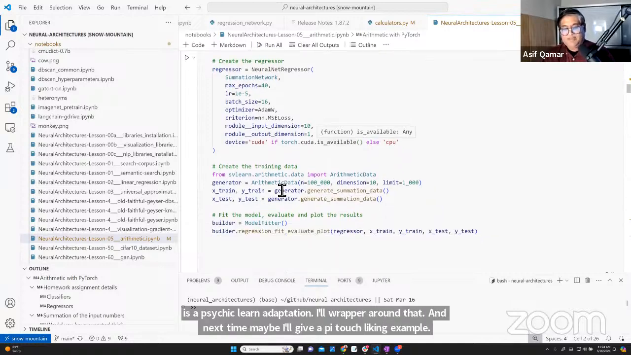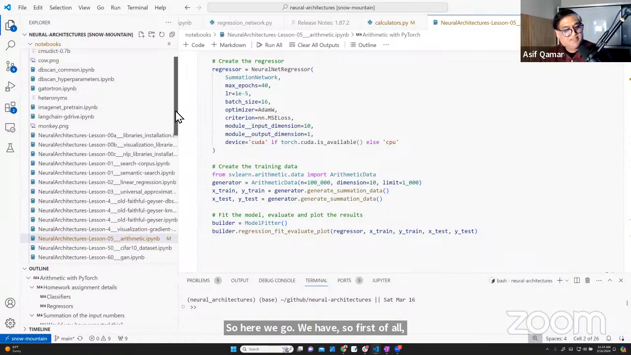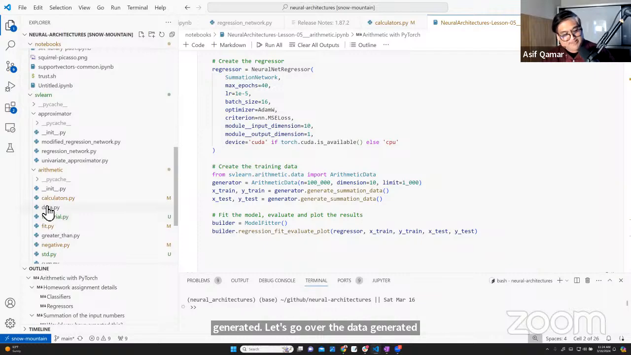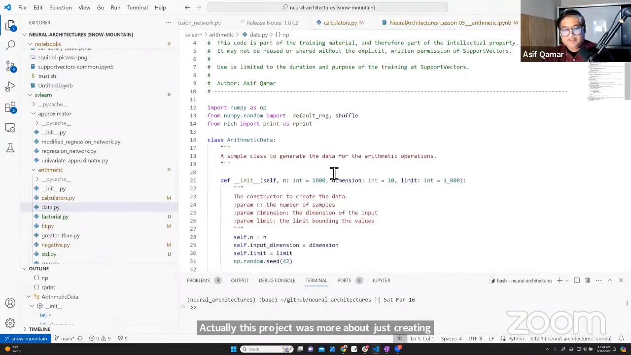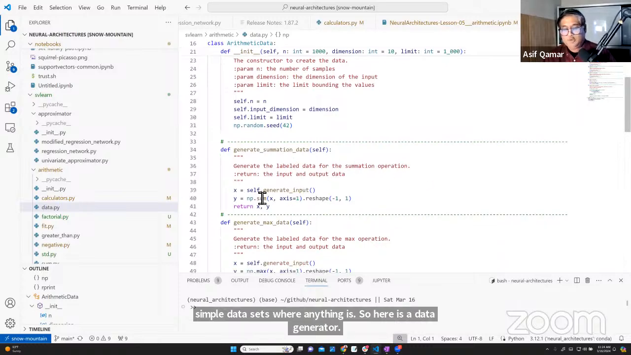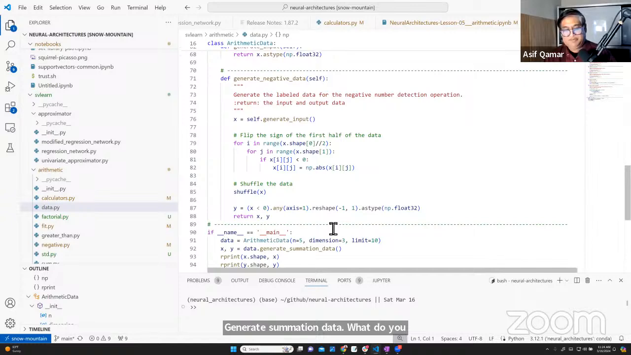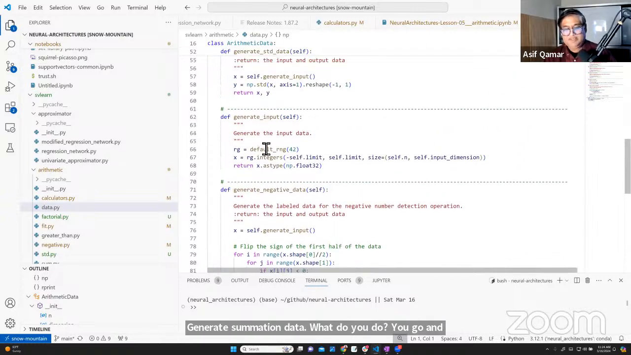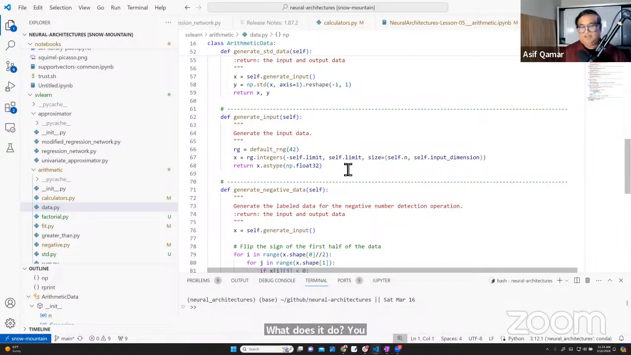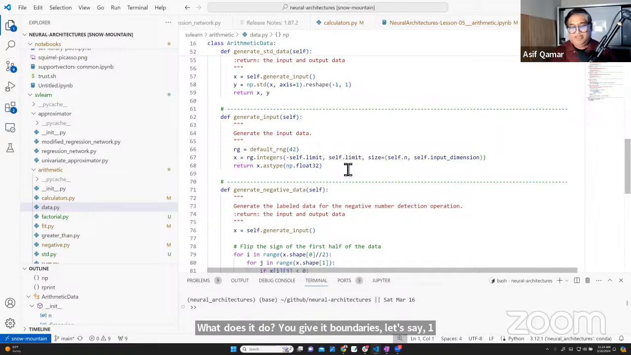So here we go. First of all, you need a data generator. Let's go over the data generator. Actually, this project was more about just creating simple data sets than anything else. So here is a data generator: generate summation data. First of all, you have a helper method, generate inputs. You give it boundaries, let's say 1,000 to minus 1,000. And within that, it will generate lots of points and shape it into a matrix so that you can generate your data.